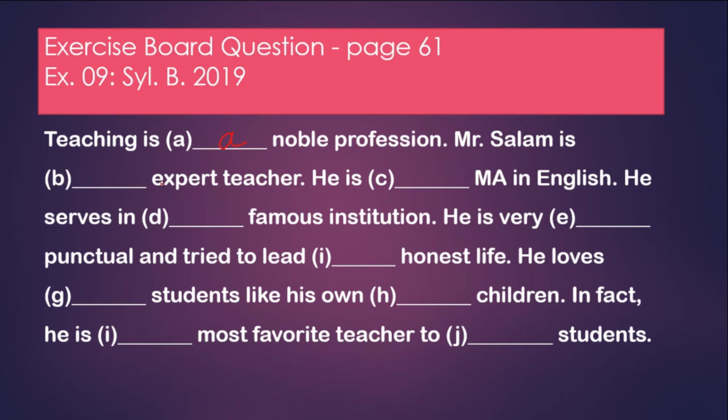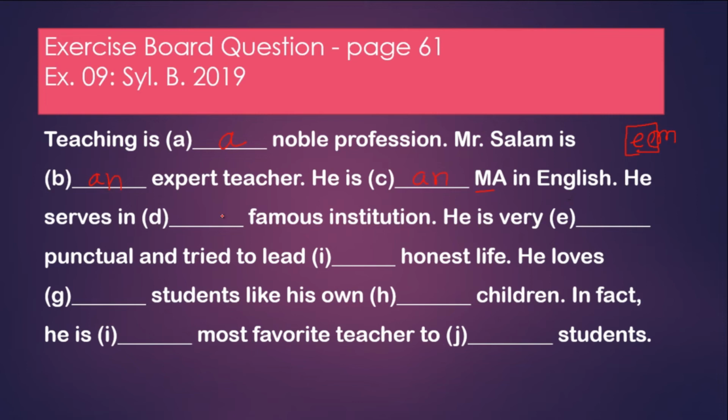Mr. Salam is an expert teacher. He is an MA. An MA. Can anyone tell why I have used an? It is because though this word is a consonant word, it is pronounced like a vowel. That means it's the sound of m. It's like m. That's why we have used an. So he is an MA in English.